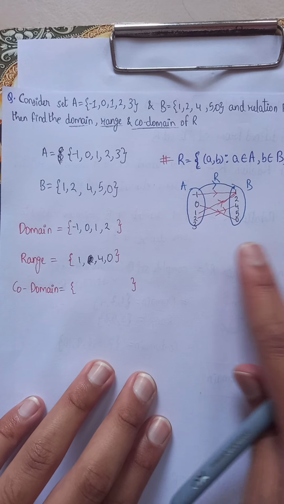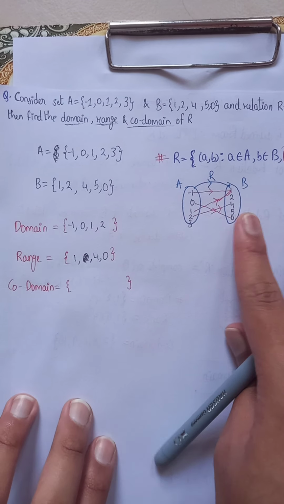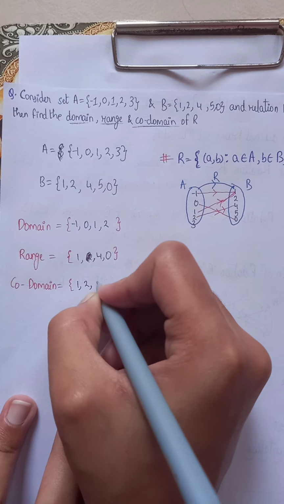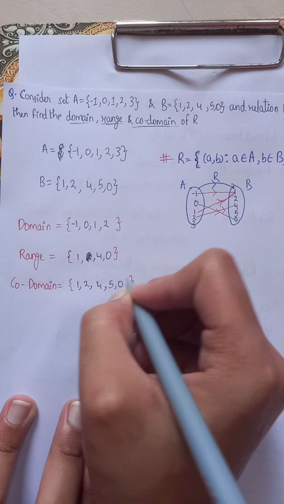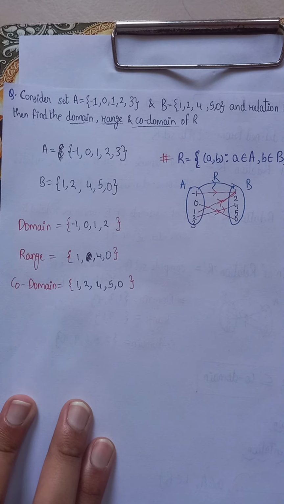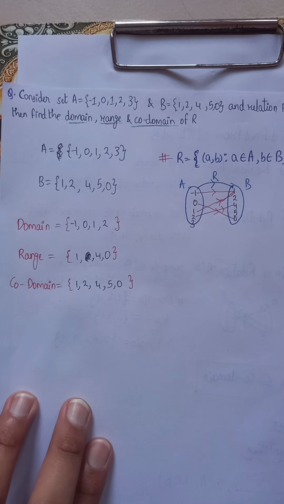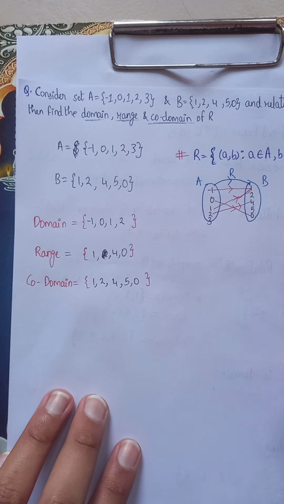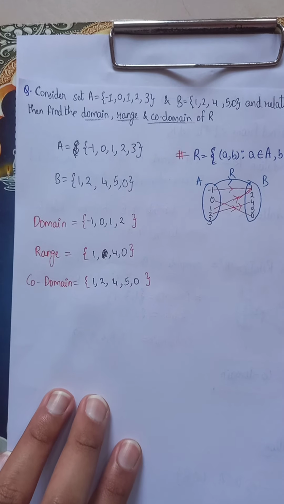Now what is the codomain? Just write all the elements present on the right side. Here in this case it's B. So 1, 2, 4, 5, 0. Codomain is the easiest to find out, right? Okay, so I hope you understood this question. So now let's move on to the last question.